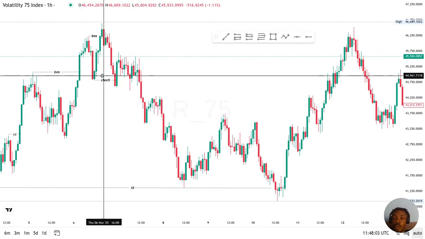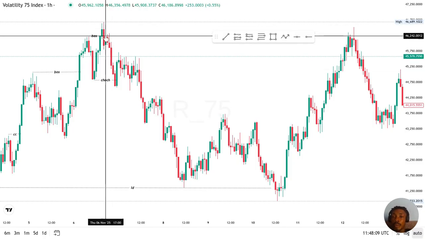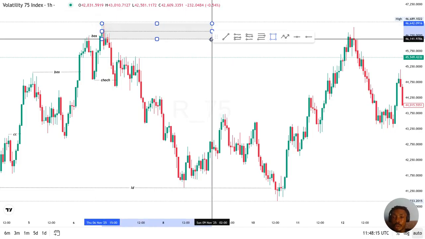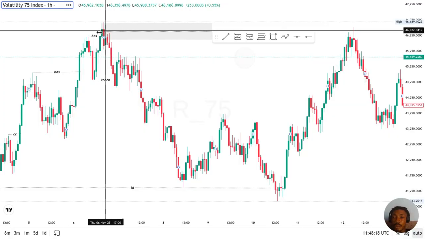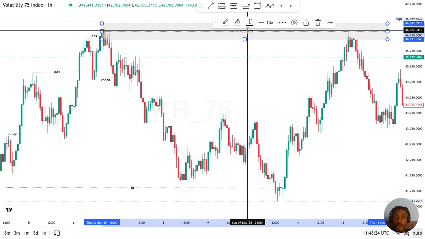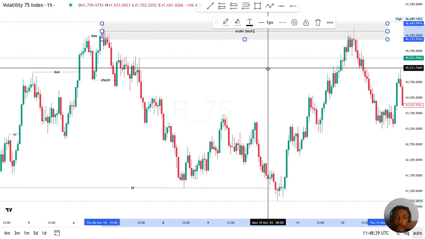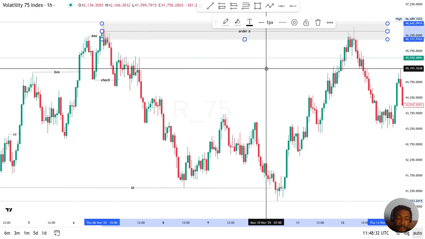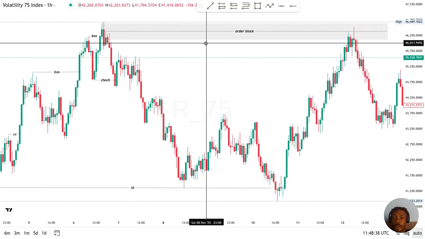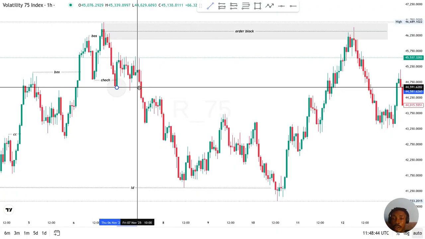Now what's the origin of this change of character? The origin of the change of character will be the last bullish candle before the impulsive down movement. So this is the last bullish candle. Let me put this here. We'll put it on this order block. So we continue. We have a change of character here, then we have a break of structure here.